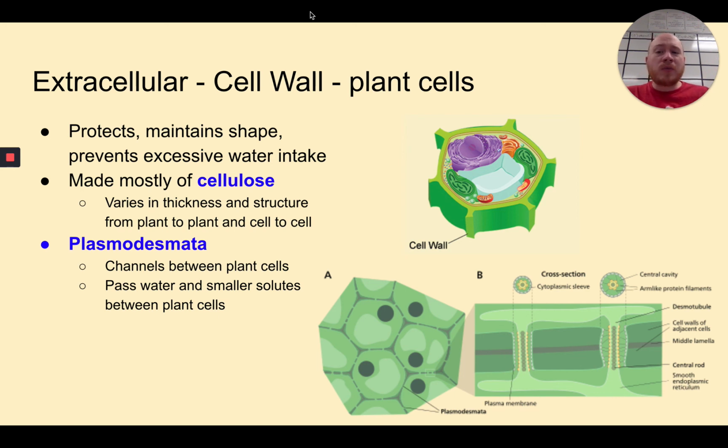Now, the plasmodesmata are these tiny little channels in the cell wall, and they're going to allow water and small solutes to pass between the plant cells. And so they're just a way that water can move back and forth between cells depending on if they need it or not.